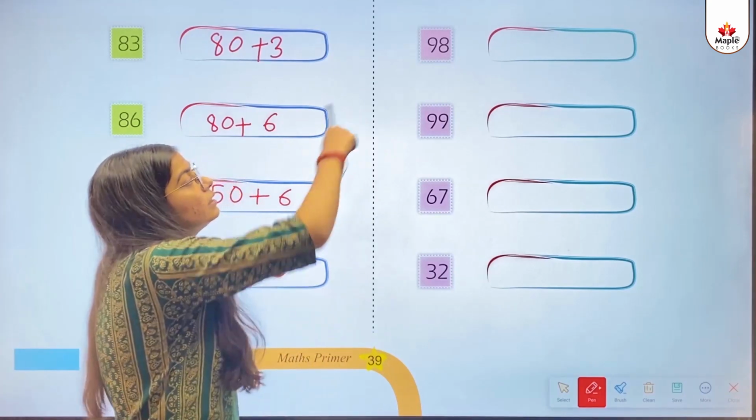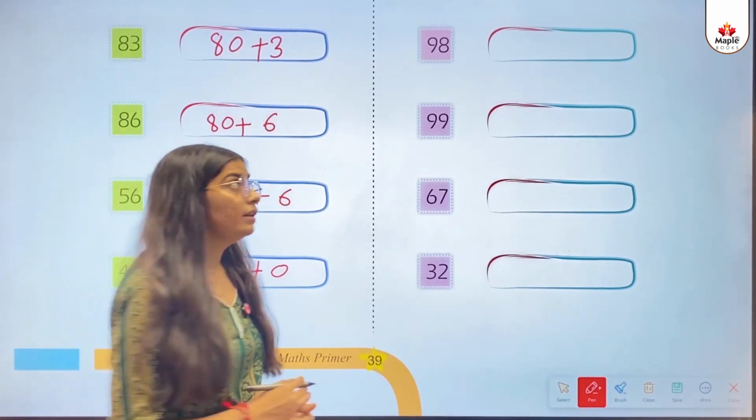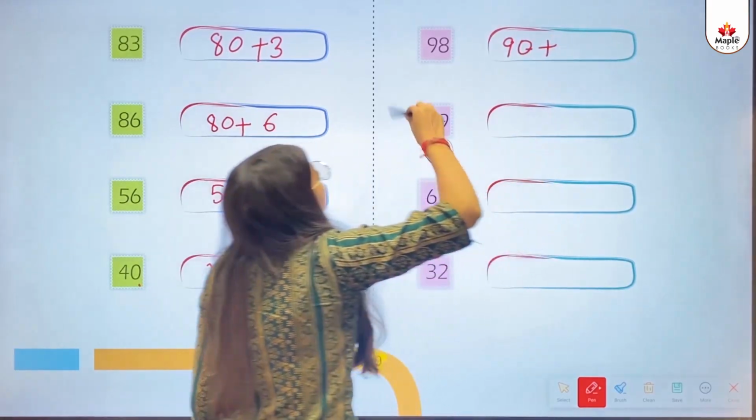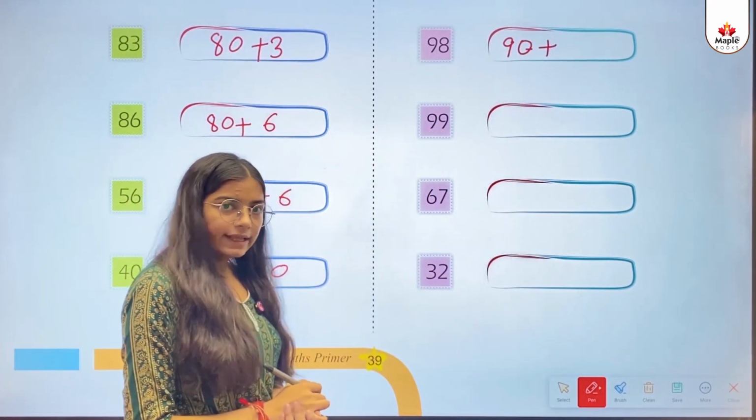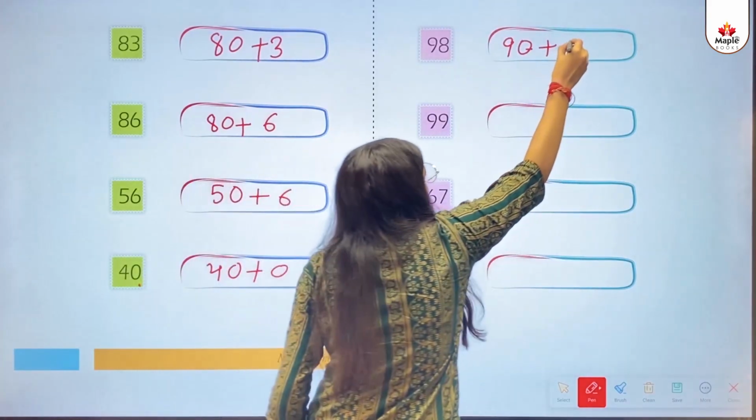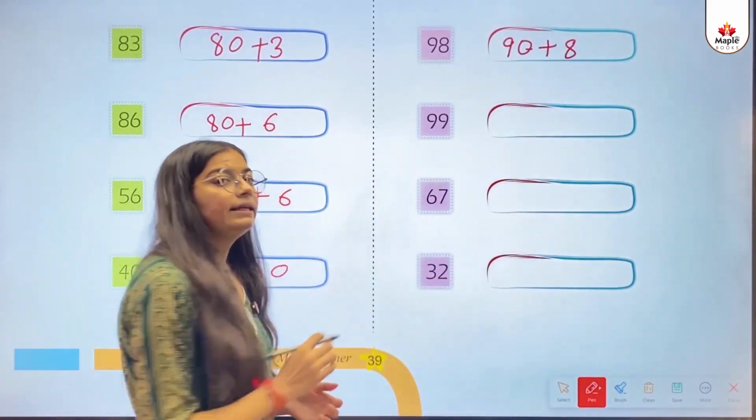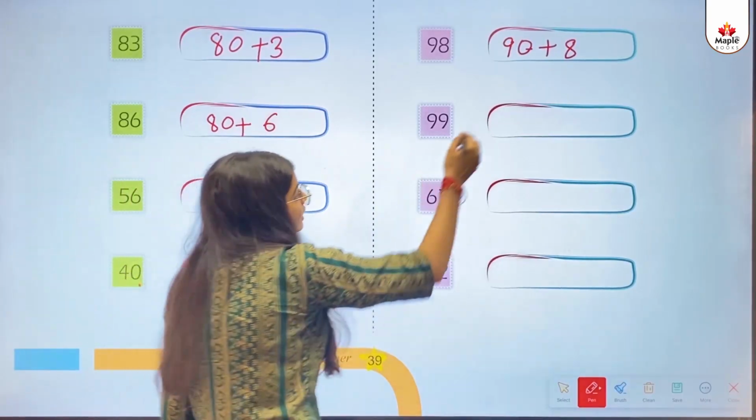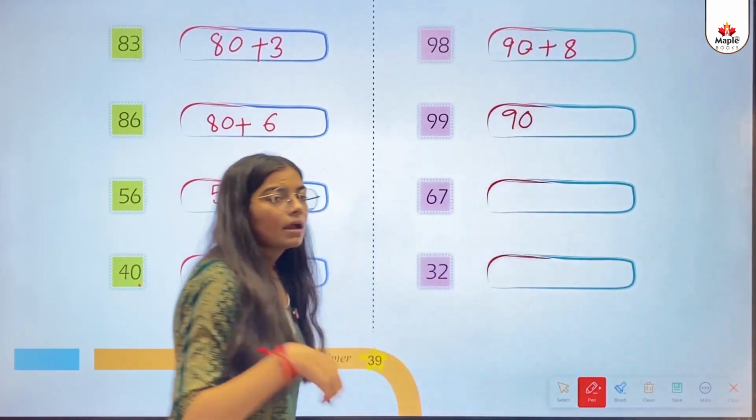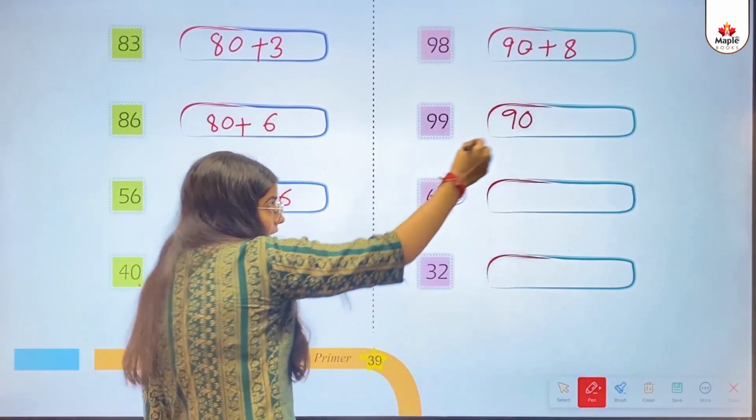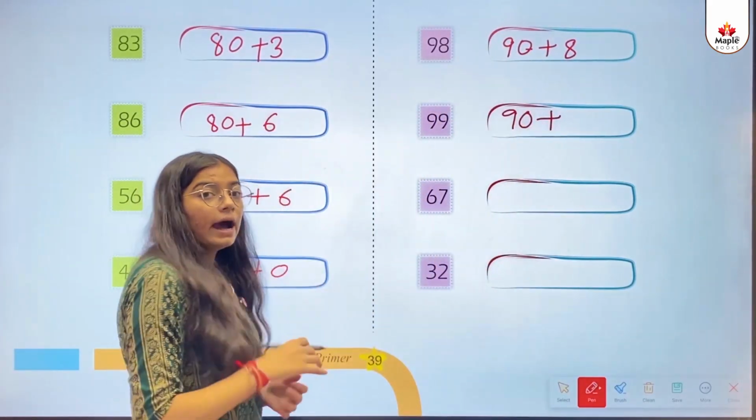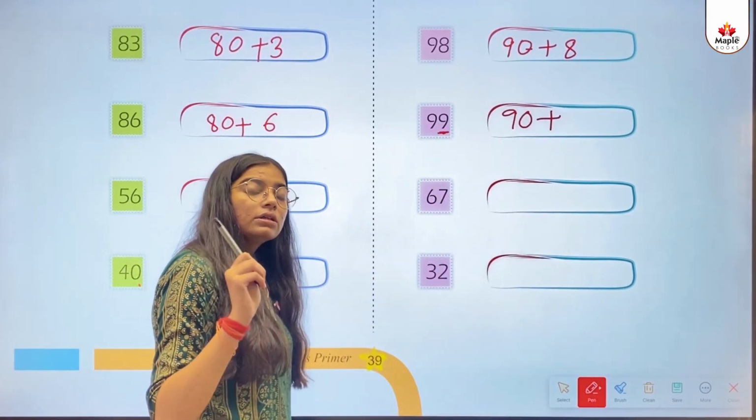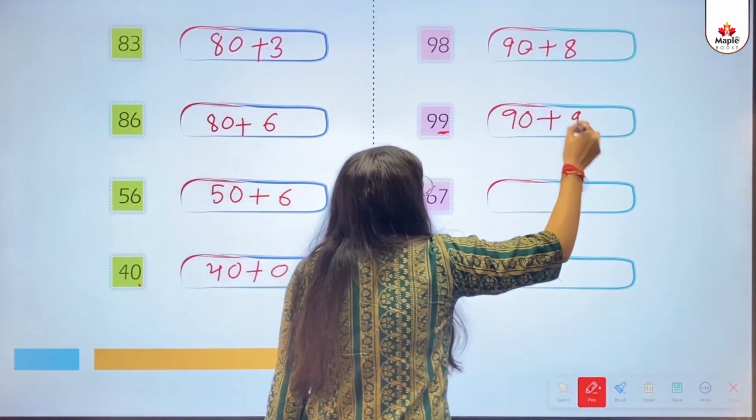Then 98. 9 is on the tens place, so we will write 90 plus 8, which is on the ones place, so we will write 8. Then 99. 9 is on the tens place, so we will write 90 plus another 9 on the ones place. Here, this one. So we will write 9 here.